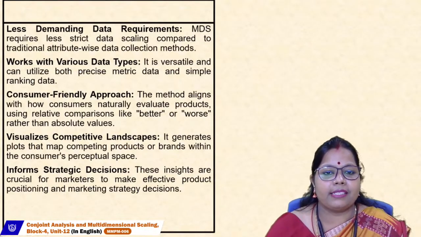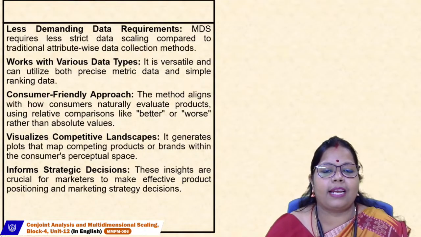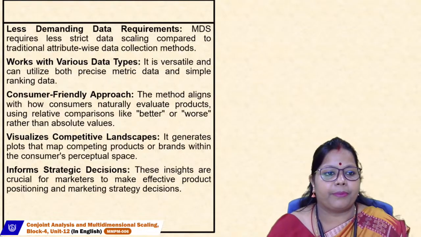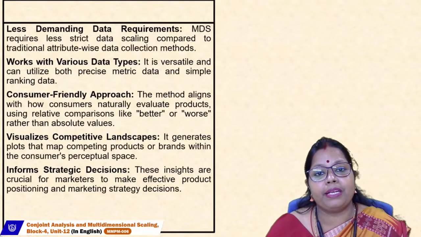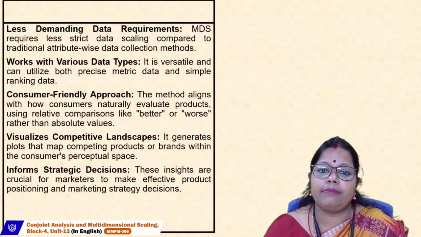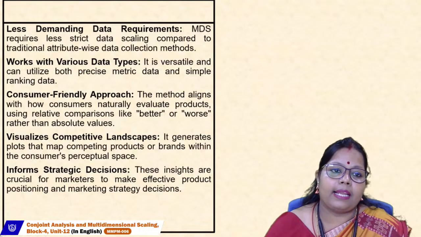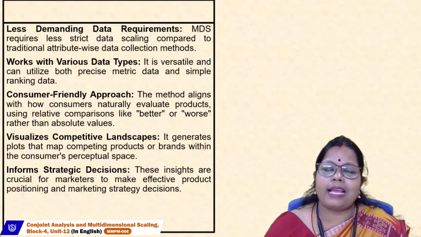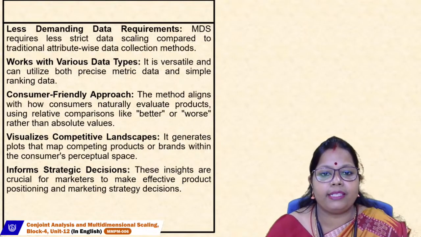So we can say it is one of the most challenging advantages over the traditional attribute-wise data collection method. And it also works with various data types, or we can say it is versatile and can utilize both precise metric data and simple ranking data. As we know, in some qualitative data like the color, the cooling system, the washing machine time is quantitative, but the color and brand come under qualitative data.